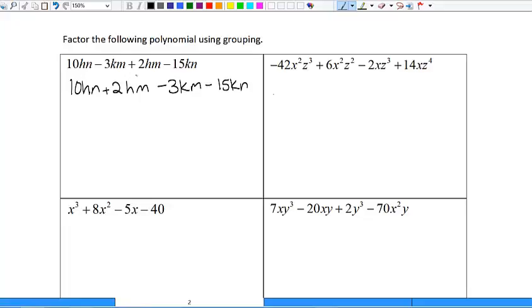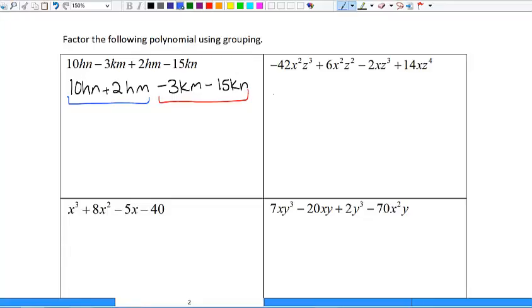All I really did is I switched the 2 middle terms. Notice the 2 was positive 2HM, so it stayed positive 2HM, even though I reordered it. The negative 3KM was negative, and it stayed negative, even though I reordered it. Now I'm going to regroup with my red and my blue.